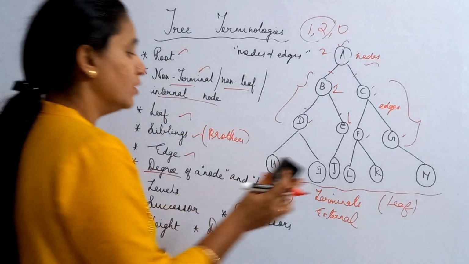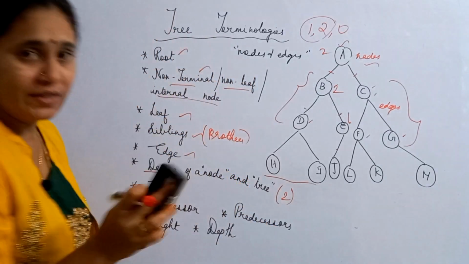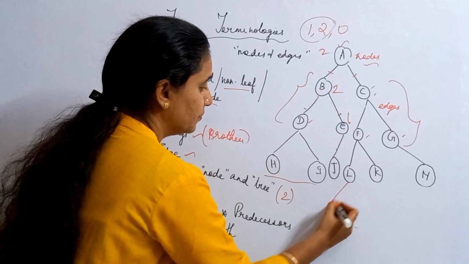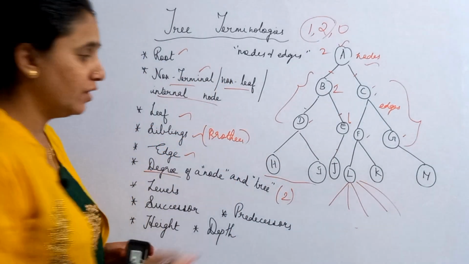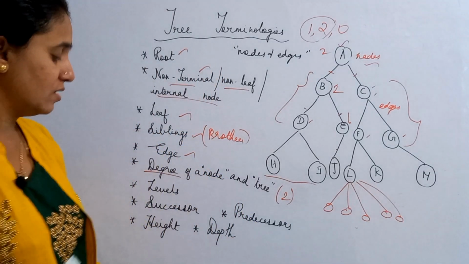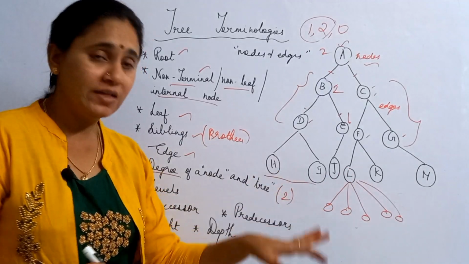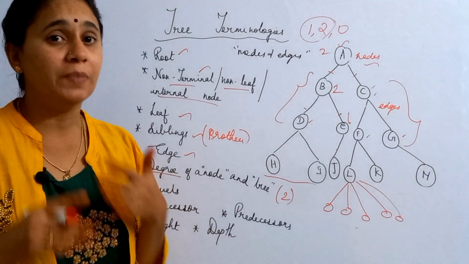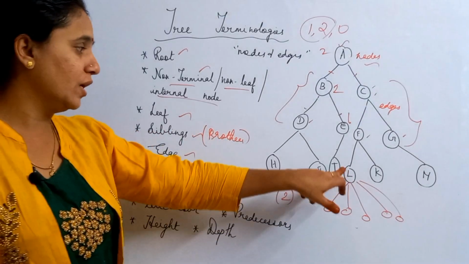Okay friends, now for example, if L is having 5 children, now in this case this is not a binary tree, because one of the nodes is having 5 children, so we cannot take this as a binary tree. For your understanding, I am taking 5 children for any one node.